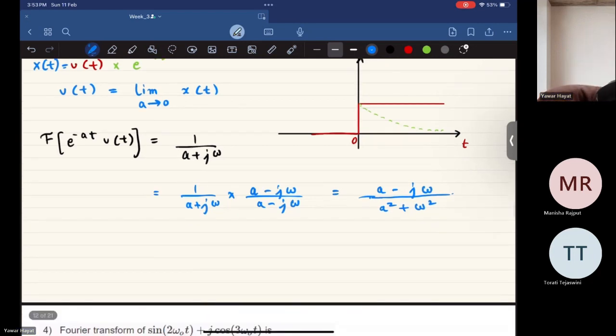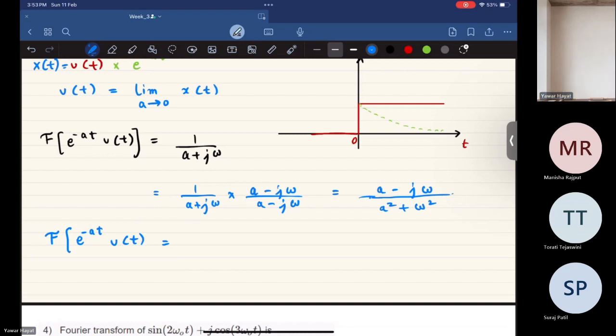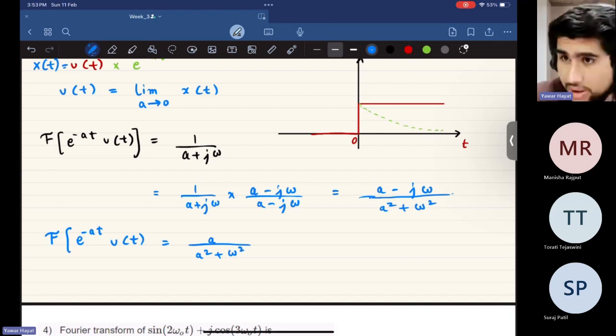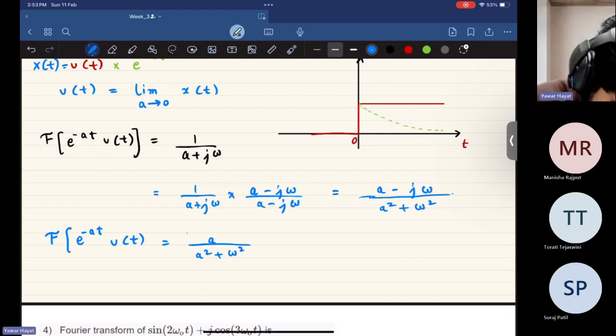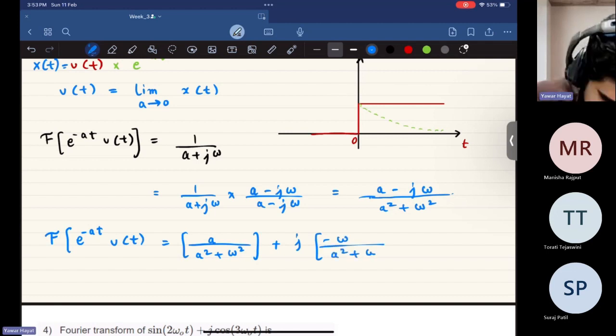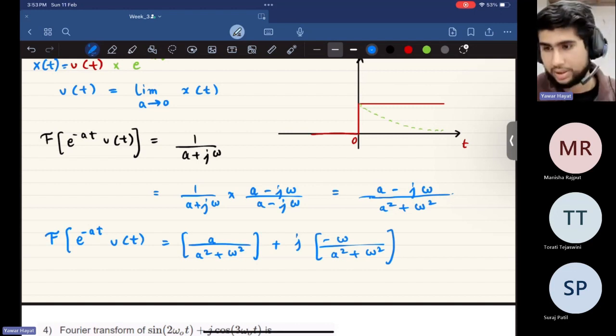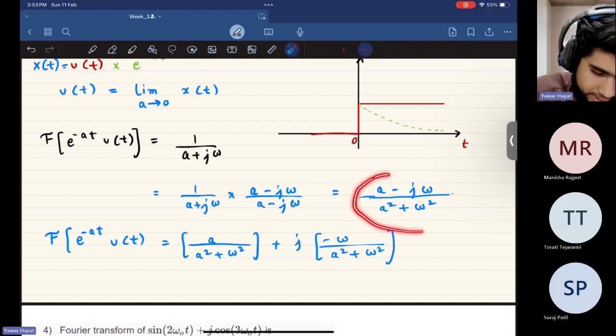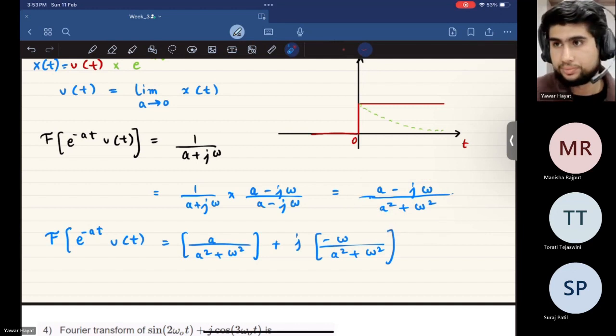So the conclusion so far is the Fourier transform of e to the power minus at u of t is a divided by a square plus omega square, right? Plus j times minus omega by a square plus omega square, right? I've just rewritten this. Okay.